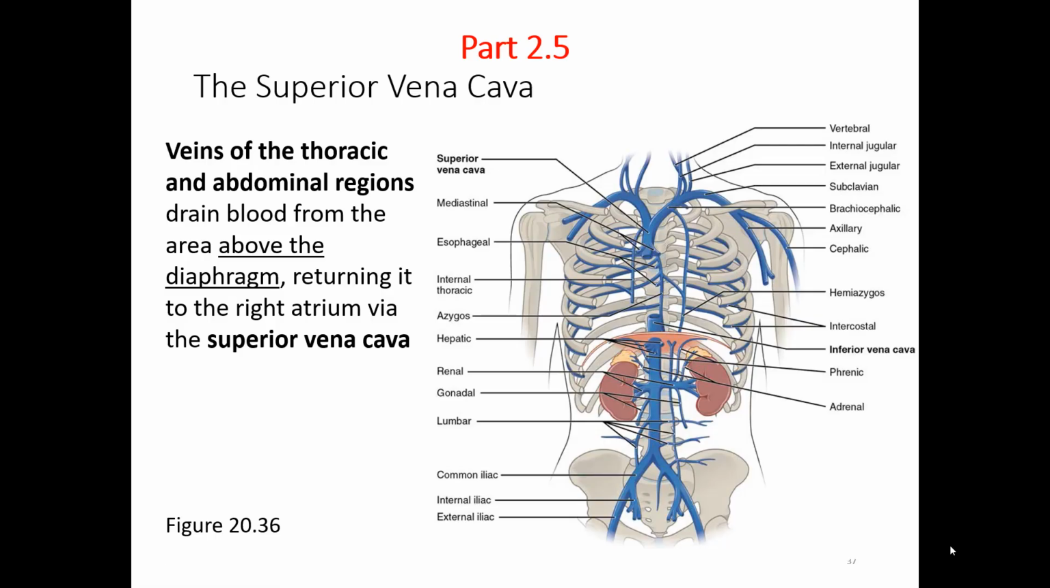Now let's talk about the veins. Main veins of the thoracic and abdominal regions drain blood from the area above the diaphragm. So what's above the diaphragm? That's your thoracic cage with all the organs in it, right and left arms, neck and head. So blood from all the veins located in those areas is collected into the superior vena cava, which enters your right atrium in the heart.